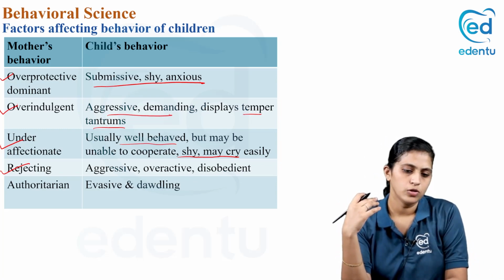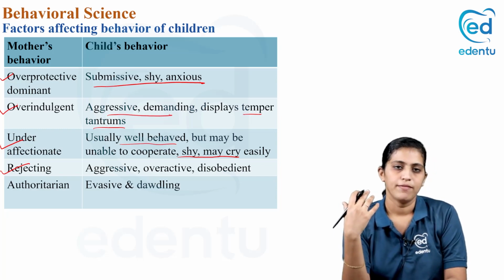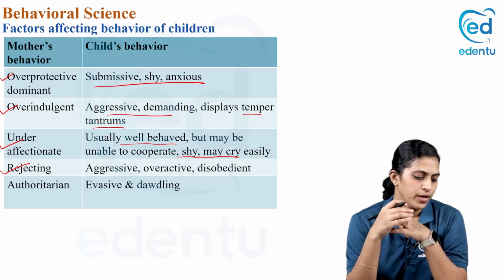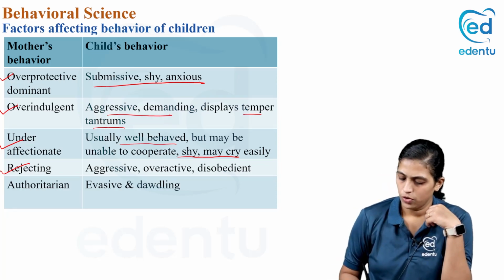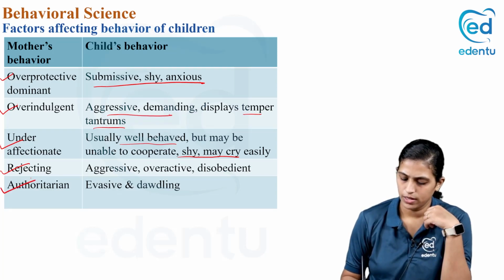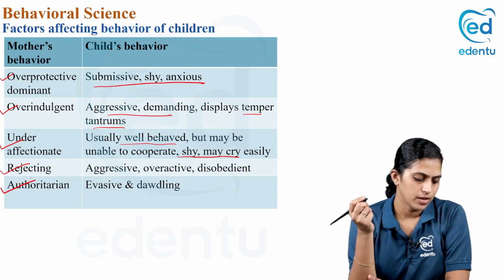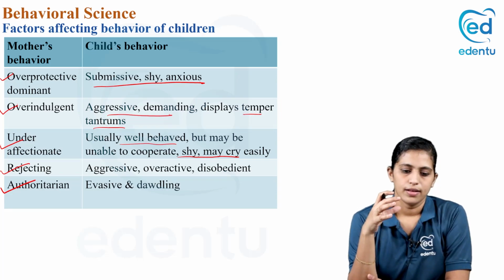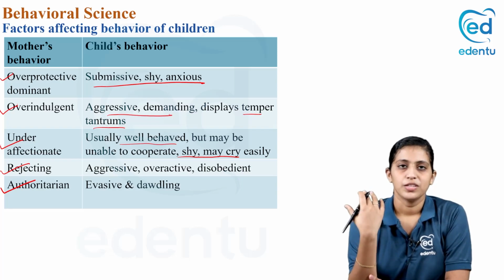Next, how to manage such children is we can develop confidence in the child by showing some love and care, and also we should try to meet their demands. Last is the authoritarian mother. So here the mother sets certain norms for the child, and he or she is expected to follow them. So such children do things very slowly.